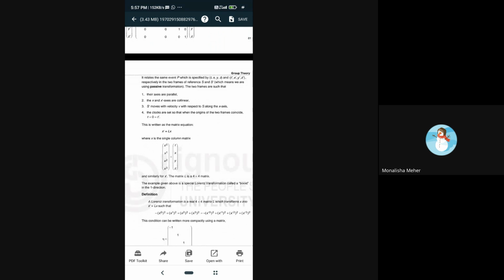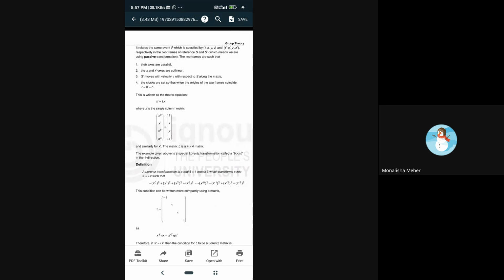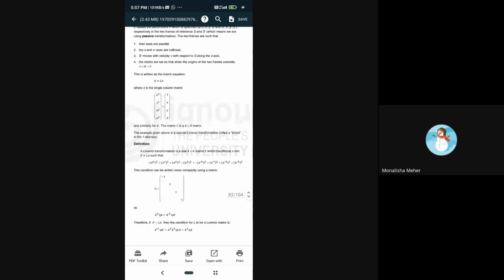So you can see there are two frames of reference, S and S dashed, which means we are using a passive transformation, and the two frames are such that their axes are parallel. The x and x' axes are collinear. S' moves with velocity v with respect to S along the x axis. The clocks are set so that when the origins of the two frames coincide, t is equal to 0 is equal to t'. This is written as the matrix equation X' is equal to LX, where X is the single column matrix as shown on the screen, and similarly for X'. The matrix L is a 4 by 4 matrix. The example is a special Lorentz transformation called a boost in one dimension.